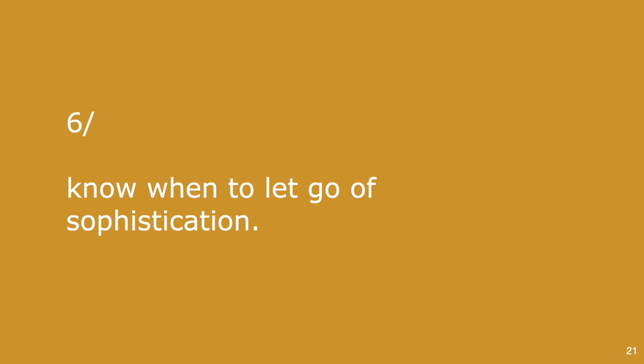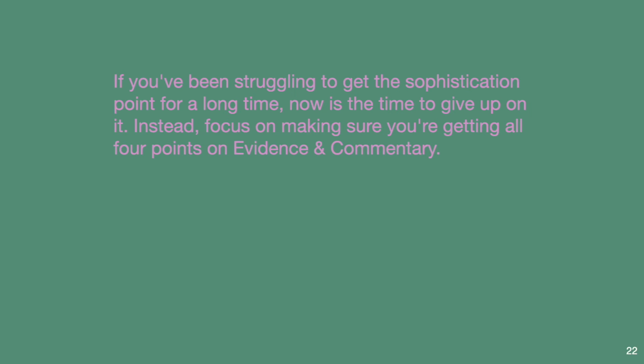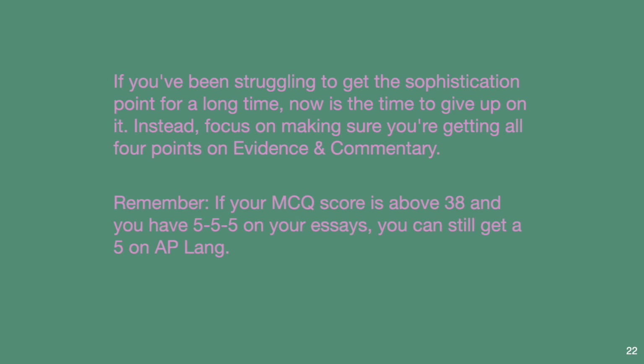Tip number 6, know when to let go of sophistication. If you've been struggling to get the sophistication point for a long time, now is the time to give that up. Instead, focus on making sure you're getting all 4 points on evidence and commentary. Remember, if your MCQ score is above 38 and you have 5-5-5 on your essays, you can still get a 5 on the AP Lang. So to lock in a 5 for your essays, play it safe.